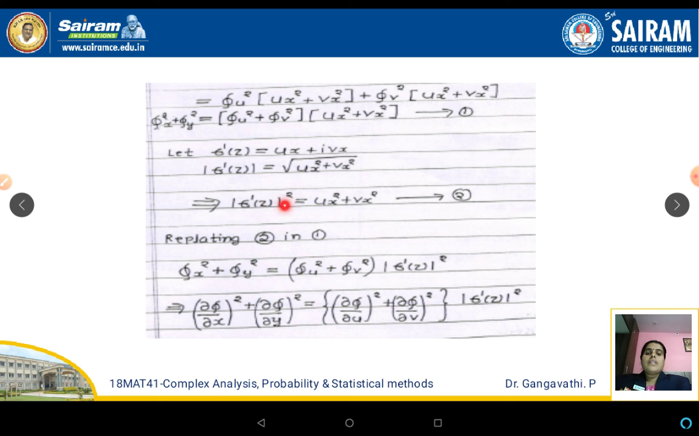So modulus of f dash of z square is ux square plus vx square; call this equation 2. Now substitute equation 2 in equation 1. We get phi x square plus phi y square is equal to phi u square plus phi v square into modulus of f dash of z square. Replacing phi x, phi y by phi u, phi v, we get the required result.